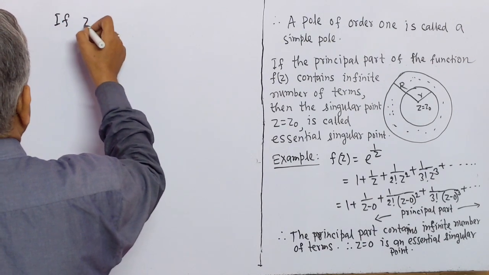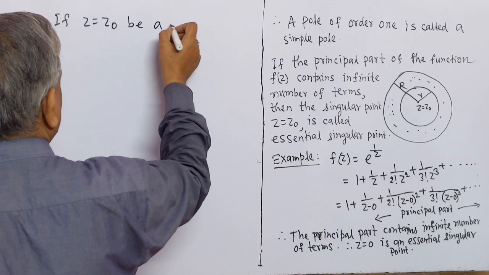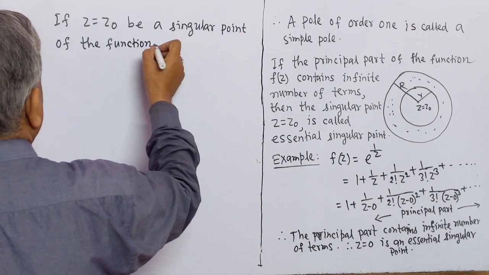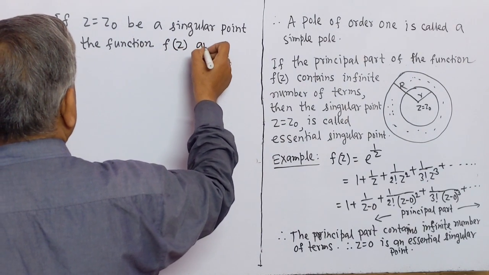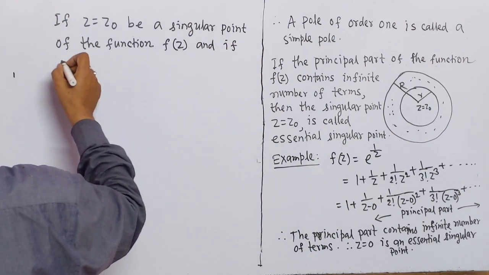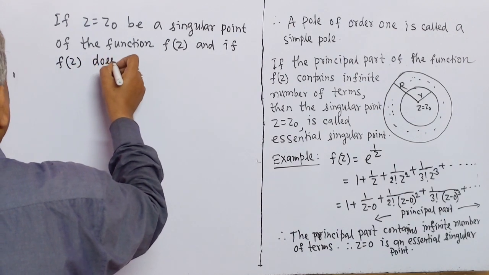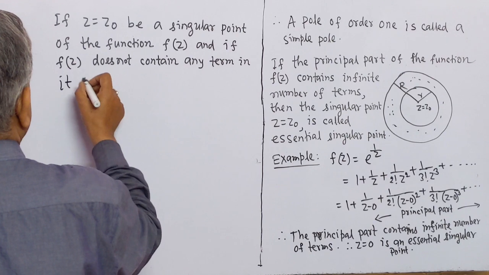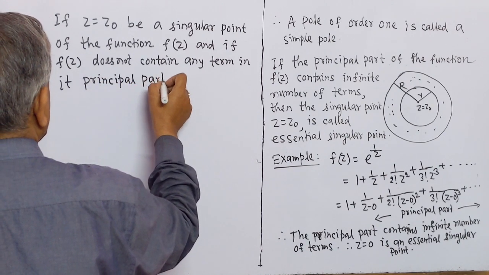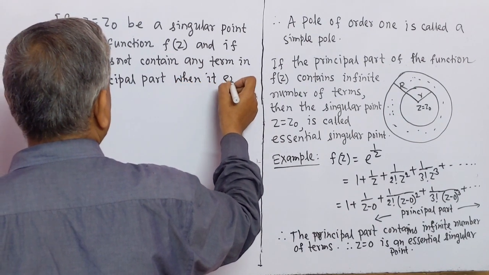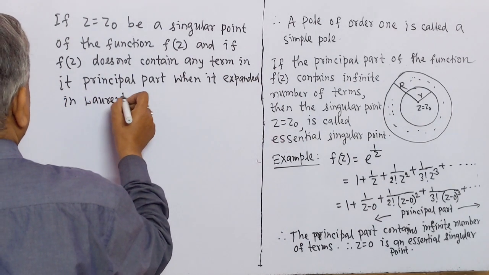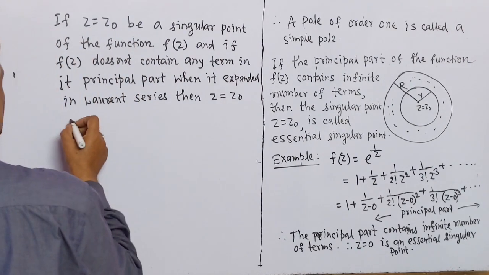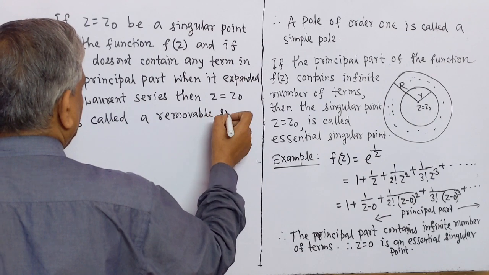If z equal to z naught is a singular point of the function f of z, and if f of z does not contain any term in its principal part when it is expanded in Laurent series, then z equal to z naught is called a removable singular point.